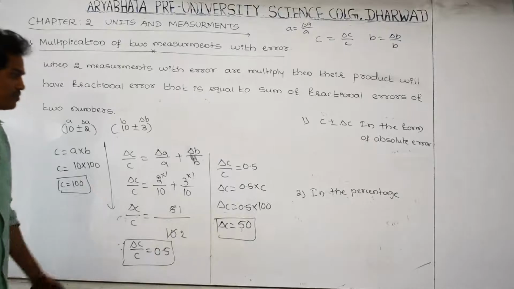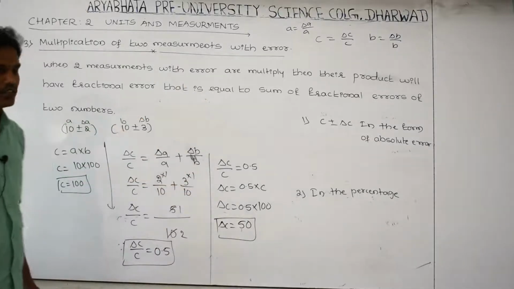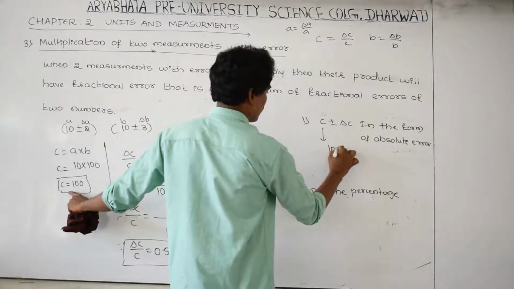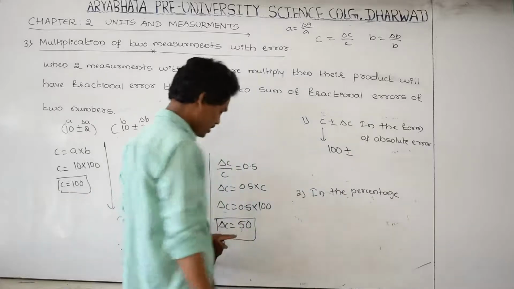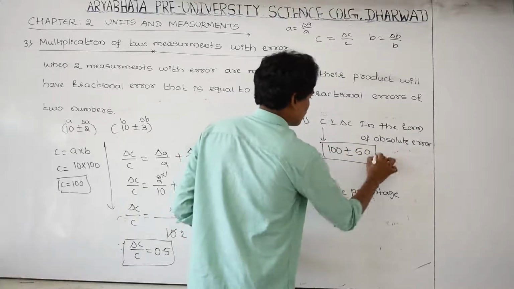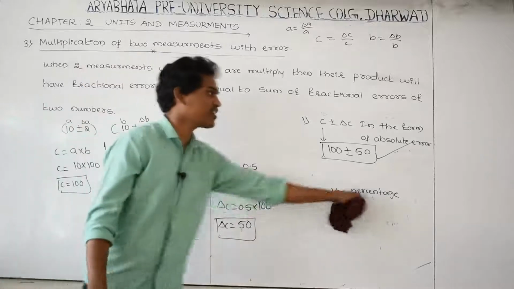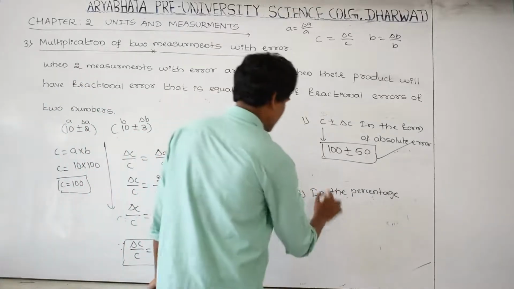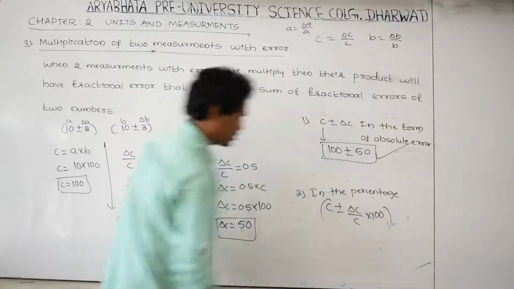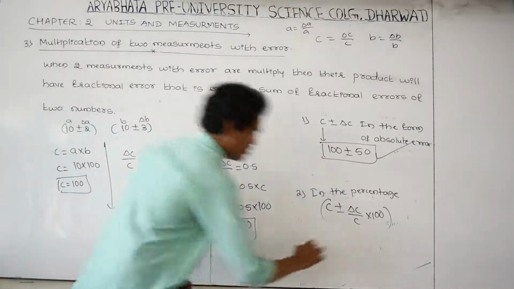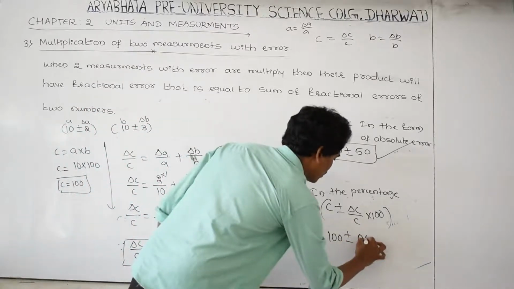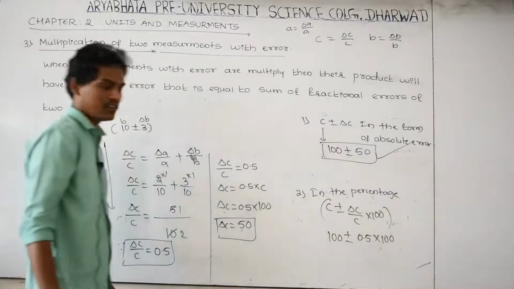This is delta C. Now express it in two methods. What is C? C is nothing but 100 plus or minus delta C, and delta C is nothing but 50. This is one answer. What is the second answer? In terms of percentage, that is C plus or minus delta C by C into 100. This is in the form of percentage. What is C? 100. 100 plus or minus, what is delta C by C? 0.5, then into 100.